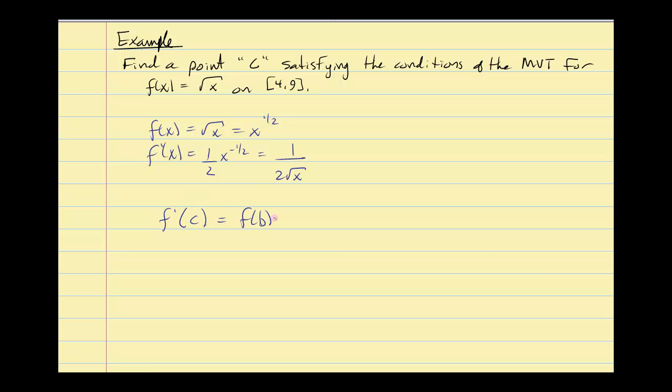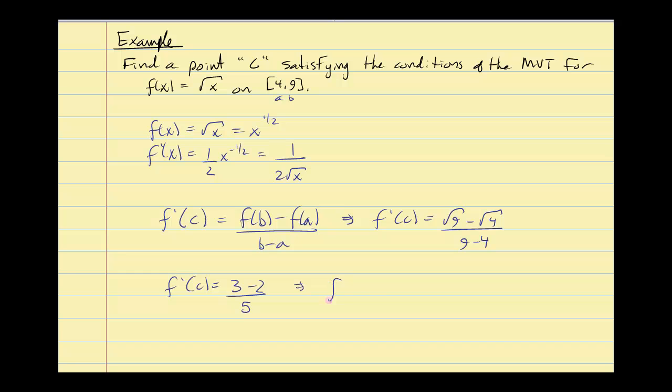Now the mean value theorem guarantees some point where f prime of c is equal to f of b minus f of a over b minus a. So what we have so far is f prime of c equals f of b minus f of a over b minus a. Remember, these are my points up here, a and b, so f of b will be the square root of 9 minus the square root of 4, all over 9 minus 4. So again we'll have f prime of c: square root of 9 is 3, square root of 4 is 2, 9 minus 4 is 5. So we get f prime of c equals 1/5.